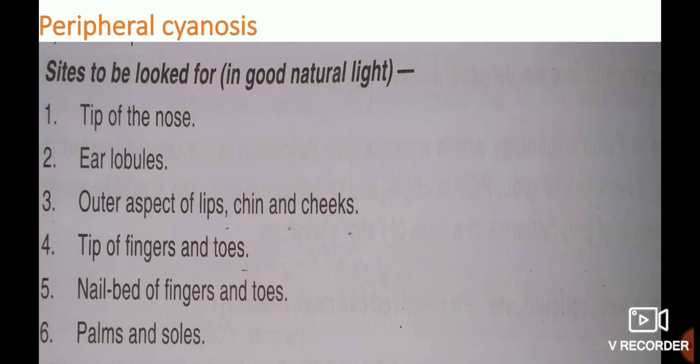Now, the sites to be looked at for peripheral cyanosis. These are the sites where you can see the bluish discoloration in case of peripheral cyanosis. They are the tip of the nose, ear lobules, outer aspect of the lips, chin and the cheeks. Mind you, the outer aspect of the lips, tip of the finger and the toes, nail bed of the fingers and the toes, palms and soles. See, in the inner aspect of the lips, we will see central cyanosis, but at the outer aspect of the lips, we will see peripheral cyanosis.